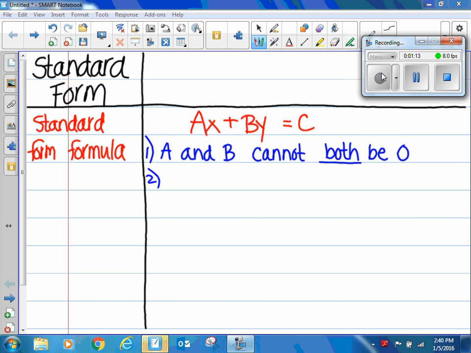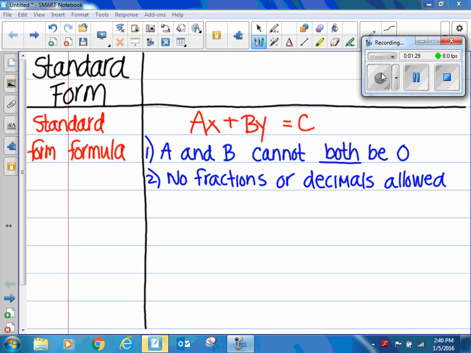Number two, there should be no fractions or decimals allowed in your answer. It should be only integers. So you will see that we're going to have to manipulate some of these so that they don't have fractions or decimals.